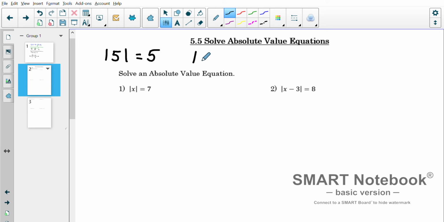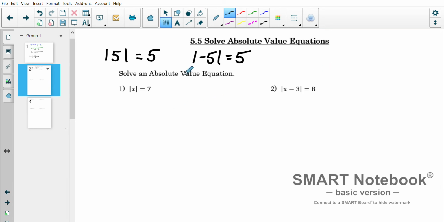Same thing, absolute value of negative 5, it's asking how far away from 0 is negative 5. Well, negative 5 is also 5 spots away from 0. They're just in different directions from 0. So absolute value does not simply just turn a number from negative to positive. It's asking how far away from 0 is this value.